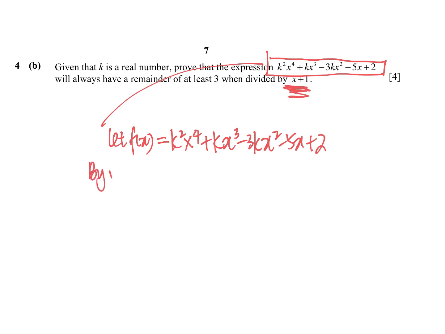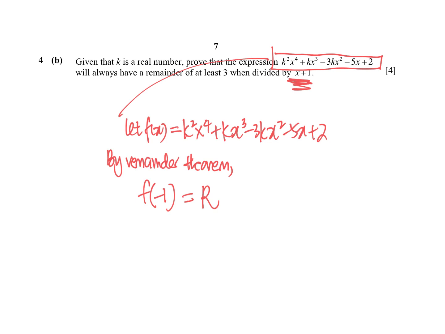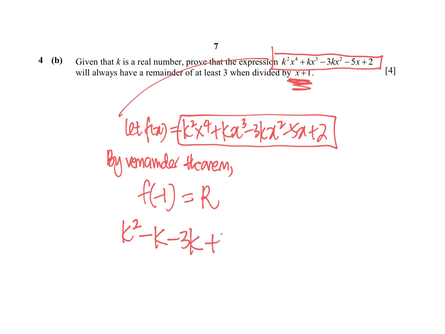Can you ask a question like this? Why not? By the remainder theorem, I will sub in -1 and I get my remainder. So I plug in -1 into the equation. I will get k squared minus k minus 3k plus 5 plus 2. So my remainder is k squared minus 4k plus 7.